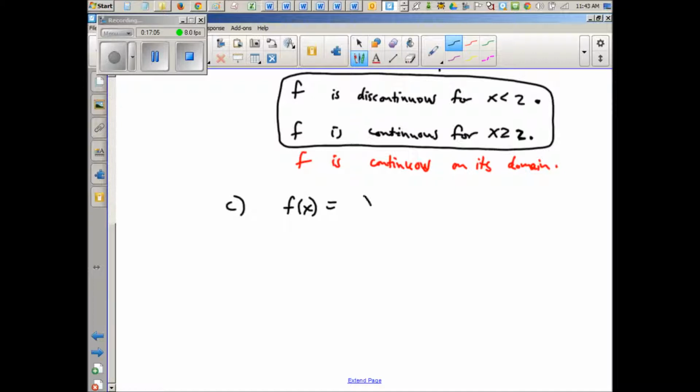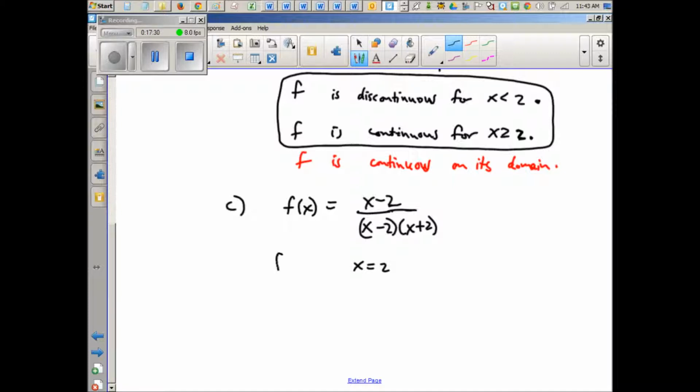F of x equals x squared minus 4. I meant to do that on the bottom. I meant to put x minus 2 on top, and x minus 2, x plus 2 on the bottom. So maybe you factored it and it looks like this. Where are my discontinuities?